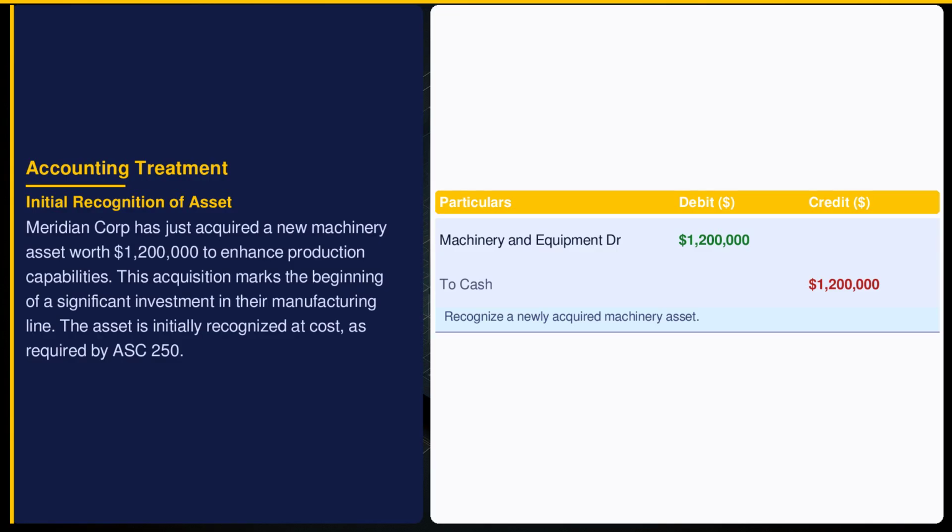Recording the initial acquisition of the machinery at its purchase cost is essential for accurate asset valuation. ASC 250 mandates recognizing tangible assets at their historical cost. By doing so, Meridian Corporation ensures that their balance sheet reflects the true value of their newly acquired equipment, setting a clear baseline for future depreciation and adjustments.